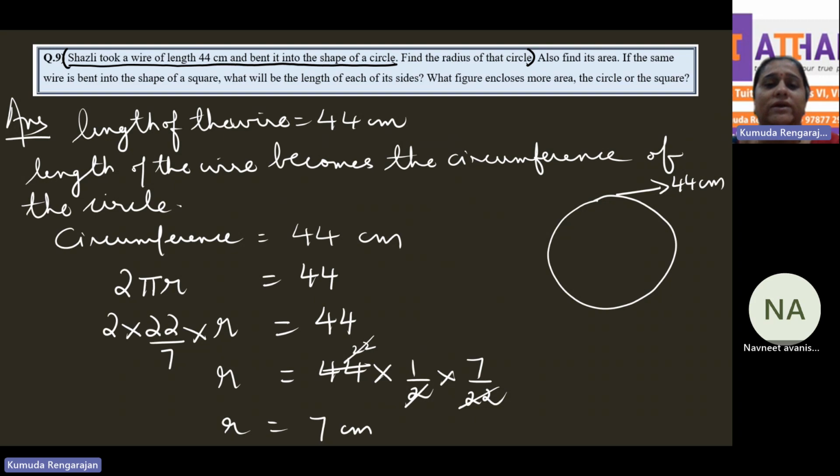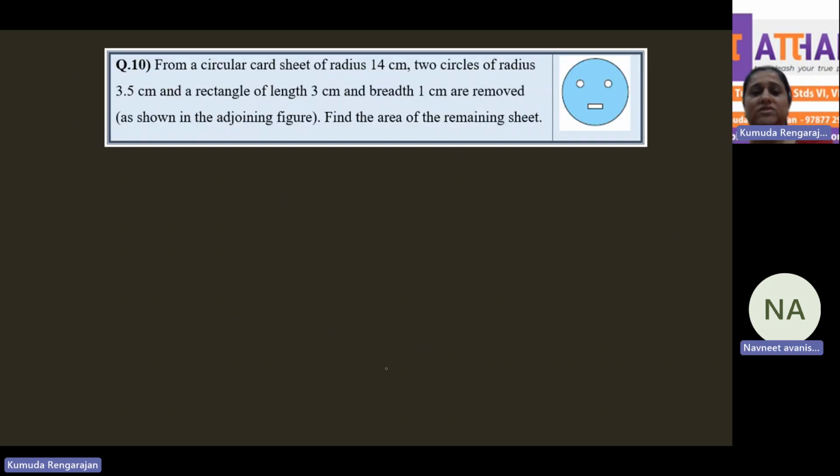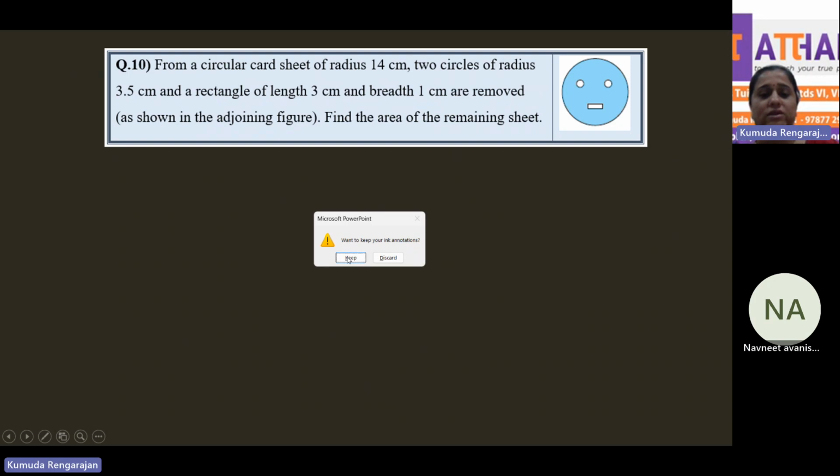So the length of the wire, 44 centimeters, becomes the circumference of the circle. Now the question is, find the radius of the circle. We found the radius, that is 7 centimeters. Also find its area. How do you find the area? Area of the circle will be pi r square. One second.